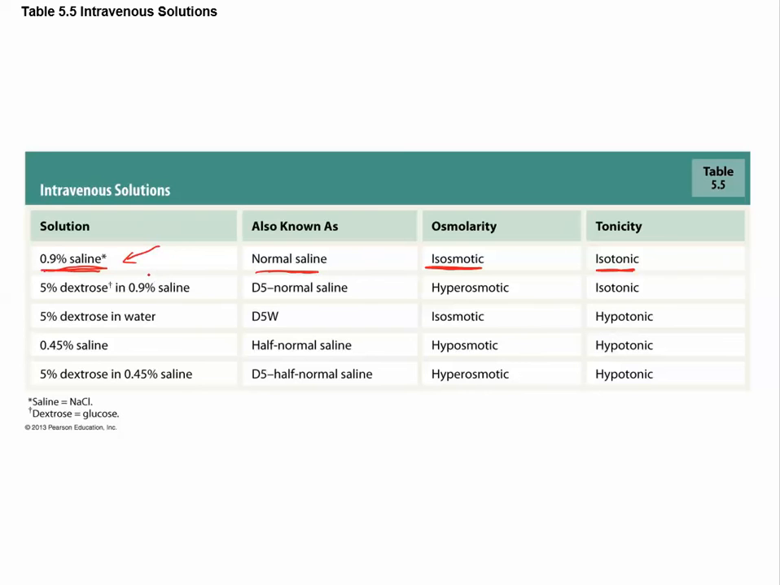Now, on the second line, we also have 0.9% saline, which we already saw is isoosmotic, isotonic. But now we're adding dextrose. Dextrose is D-glucose, so it's glucose, as we can see in the footnote. We call that D5, 5% dextrose, normal saline. That means it's at a higher concentration. If we have our little cells and we put that in there, there's our saline, and that was fine, same concentration inside and out. But now we have these glucose molecules in there too.